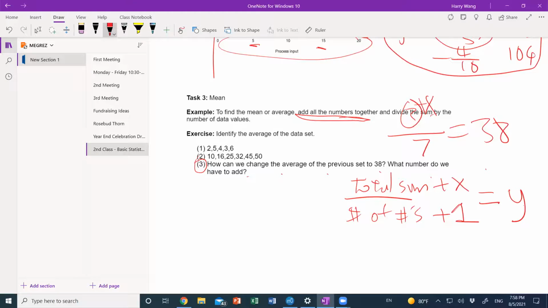So if we know the average, let's say we want to move it to a random number like 60, we simply increase the number of numbers by 1, and we increase the total sum by x, and then we solve for x. Simple. We can find x by solving for x in this equation. Does everyone understand?